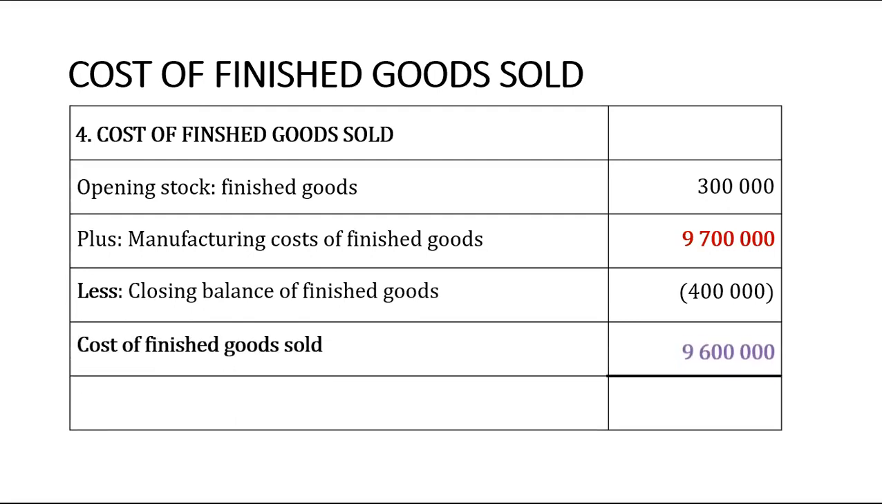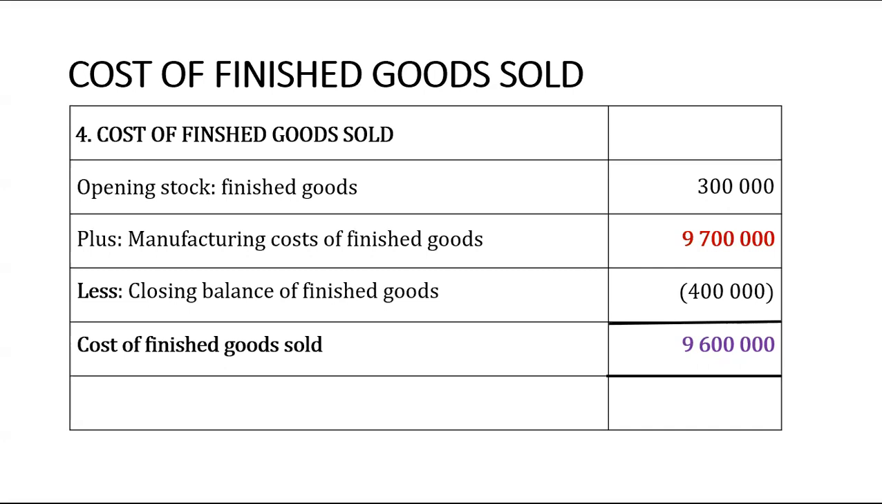They try by all means to twist this. They will normally not give you that 9,600 and not give you that manufacturing cost of finished goods. And without those two, so for instance, if I don't have cost of finished goods, I can't calculate manufacturing cost of finished goods. If I don't have manufacturing cost of finished goods, I can't calculate cost of finished goods.